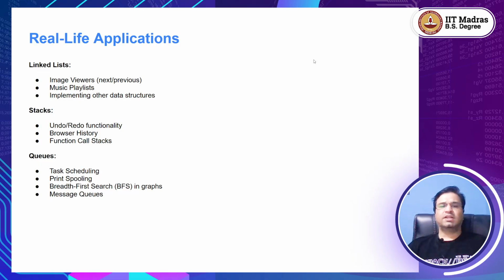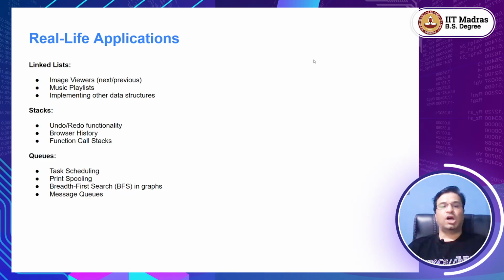Next, implementing other data structures. Linked lists are often used as the underlying structure for stack and queue when big O(1) operations are needed for both ends. Memory management. Operating systems might use linked lists to keep track of available memory blocks.